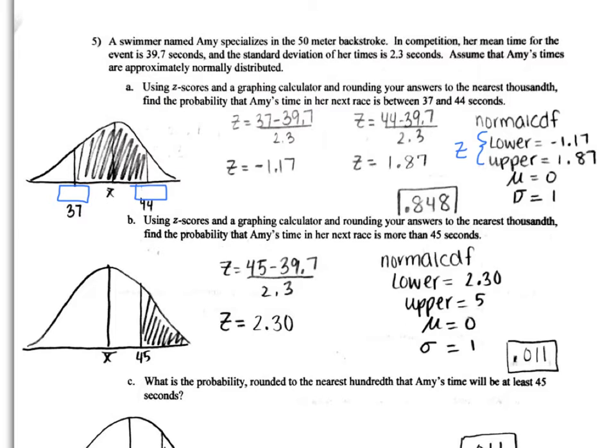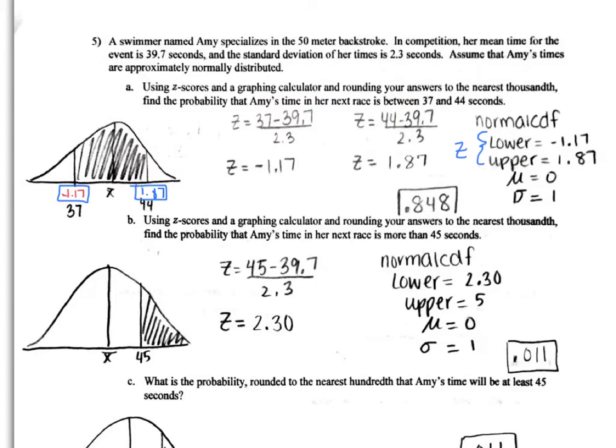So if you take a look at the formula that I plugged into, I here did the data value that I want to find, which is 37, minus the mean, which is 39.7, over the standard deviation of 2.3, and got myself a z-score of negative 1.17. So I'll go ahead and put that in here, negative 1.17. And to find the equivalent z-score at a data value of 44, I'll do the data value minus the mean over the standard deviation, and I get 1.87.